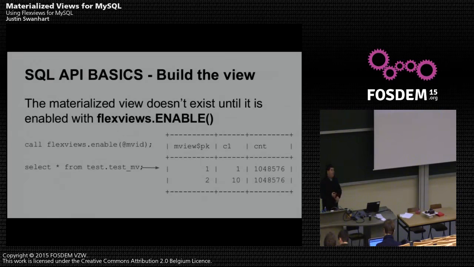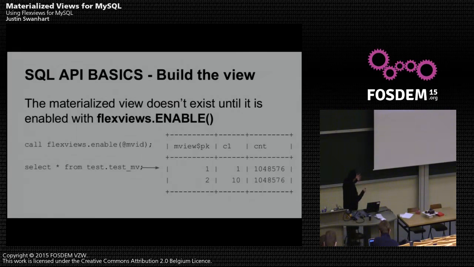We have a from clause, and we have a select clause. We don't need a where clause to build this particular view, so I'm just going to go ahead and enable it. So you call flexviews.enable with the MVID, and that will create the actual table that contains the data for the view. And here you can see we have 2 rows. I inserted a bunch of data into this table in the meantime. We have 2 rows, 1 and 2 primary key, 1 and 10 c1 values, and they each have a little over 1 million rows. I just did an insert select a few times to fill up the table.